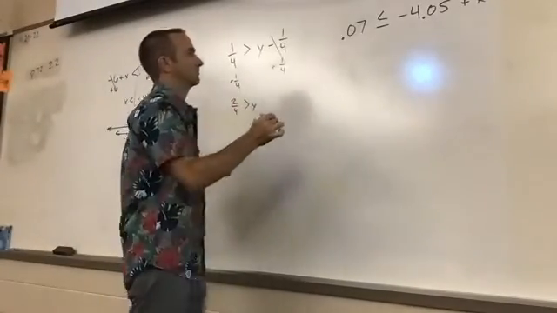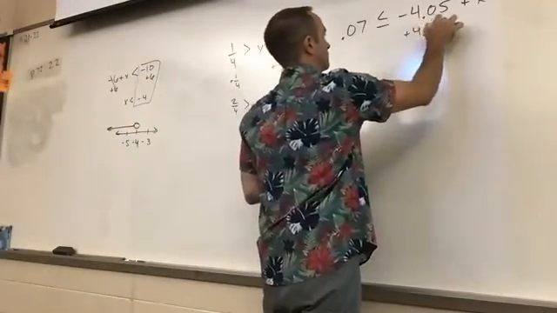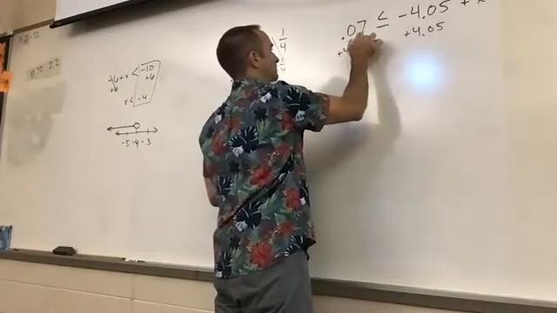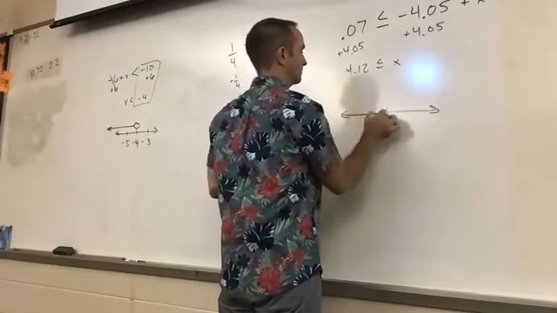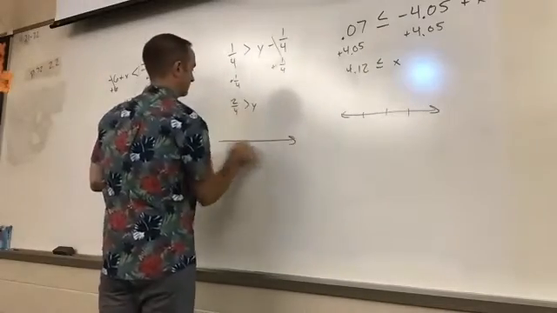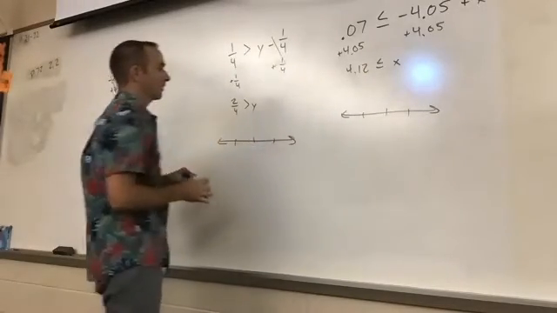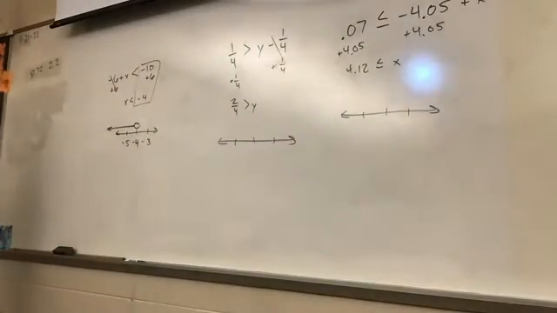X is what? Let's do 4. I got 0.5 is greater than y. Oh, me too. And then for the second one, I got open circle one is correct.